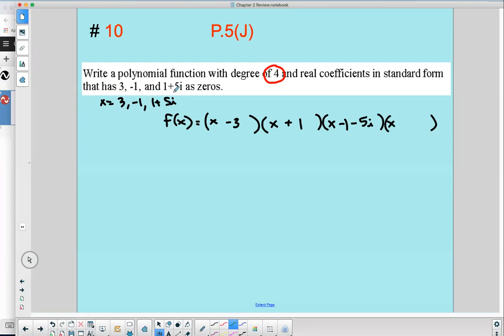The answer is that imaginaries always come in pairs. If you have a 1 plus 5i, you're also going to have a 1 minus 5i. So I need to have a plus and a minus 5i. So what does that mean for the 0? The only thing that's going to change, the 1 is still going to become a negative 1. But the negative 5i is going to become a positive 5i. So this is the only part that's different.